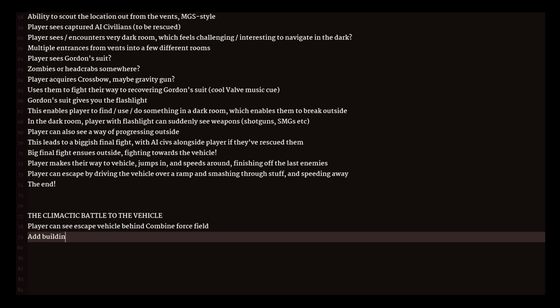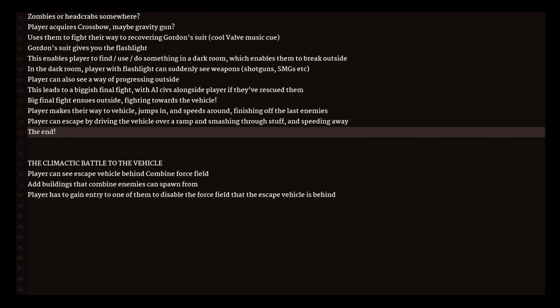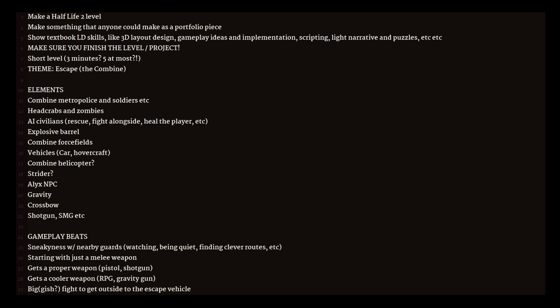And I'm just going to make this almost a task list, just things I need to remember to do. Add buildings that combine enemies can spawn from. Player has to gain entry to one of them to disable the force field that the escape vehicle is behind. And let's see what else, whatever elements we have. I don't think we want one of these. Gravity gun would be a fun, obvious one.